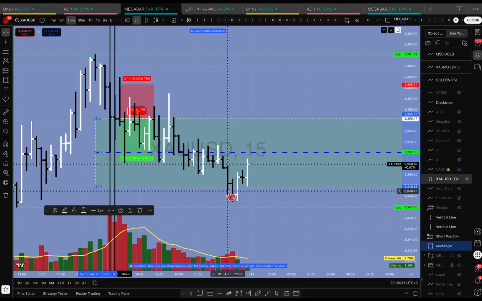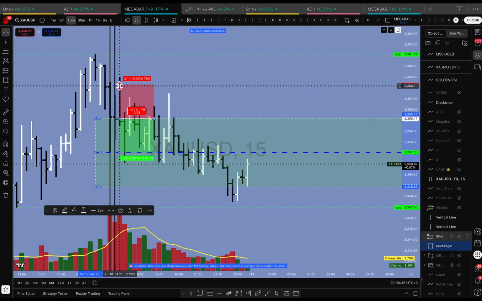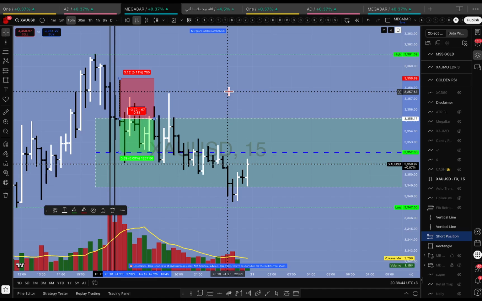We have the trade. So back again, here's your target. That was my stop loss. I made my stop loss here. Actually, you can take it to the previous bar, and you're already safe. That was your trade of the day. That is MegaBar.